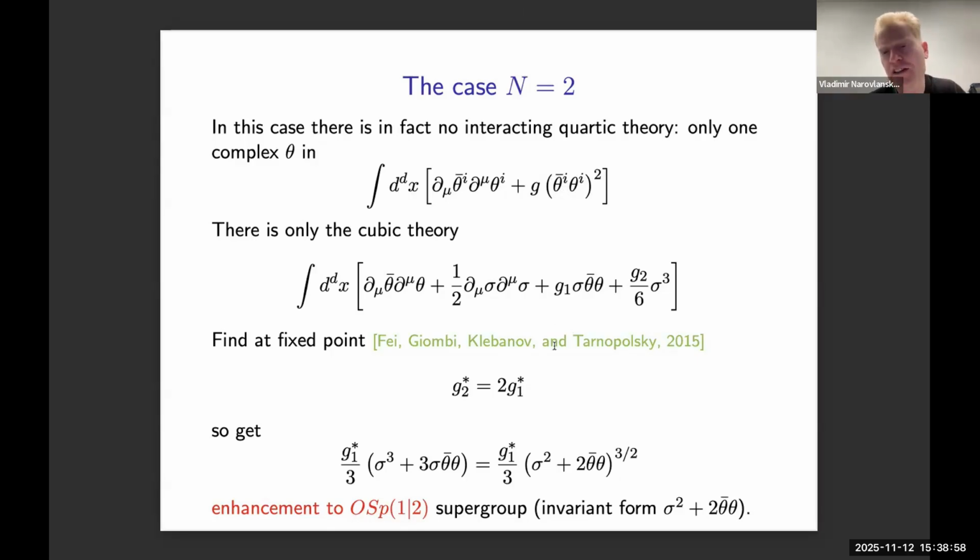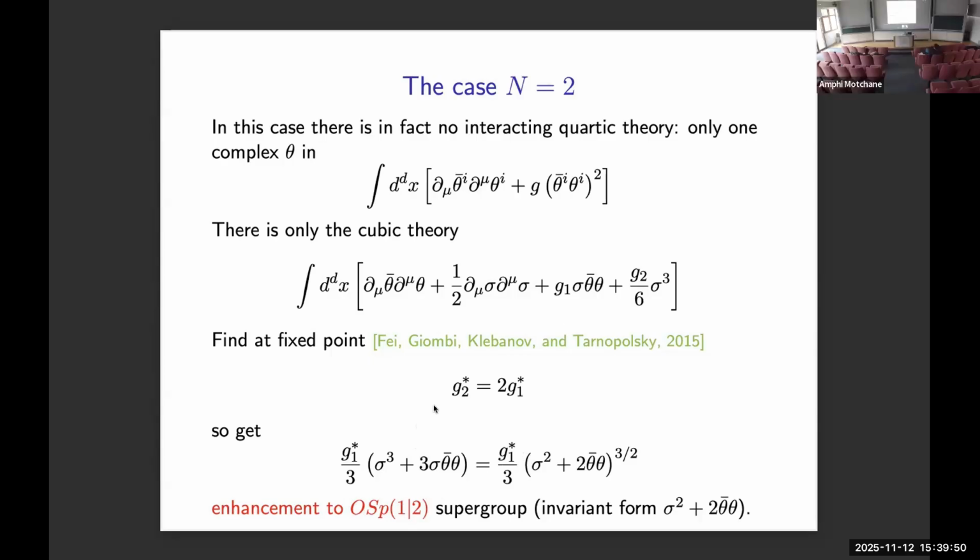And in the same paper, what they noticed is that if you look at the 6 minus epsilon expansion, you see that these couplings G1 and G2 are not independent. They are related by this relation. Because of this relation, the symmetry actually gets enhanced. The interaction is not just some random combination of these two interactions, but rather it combines to this form, which can be written also as this. Now, sigma squared plus theta bar theta, that's the invariant form of the OSP(1|2) supergroup. So there is an enhancement of symmetry. Rather than the SP2 symmetry that we had manifestly here, we see that in the IR there is an enhancement to the supergroup OSP(1|2).